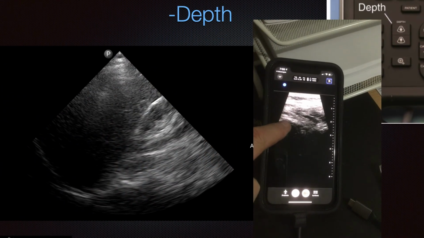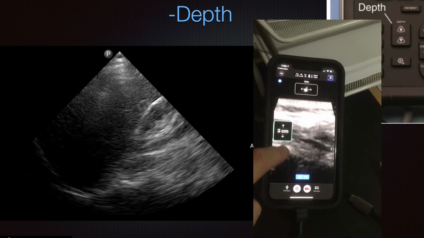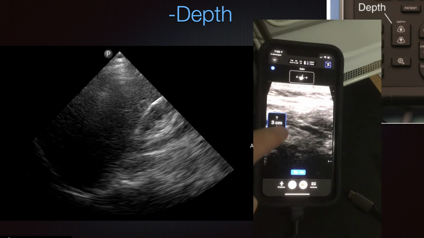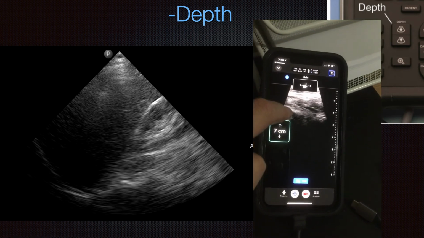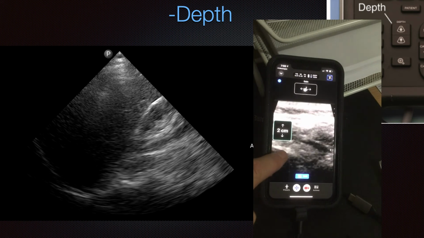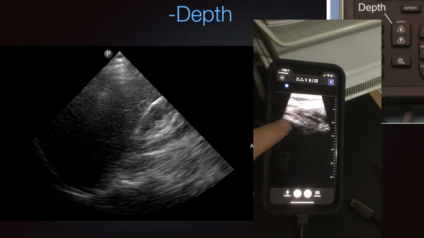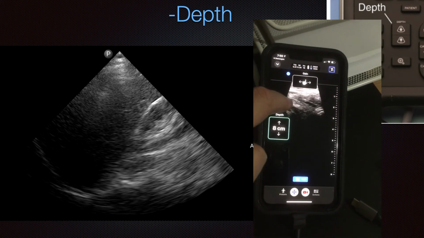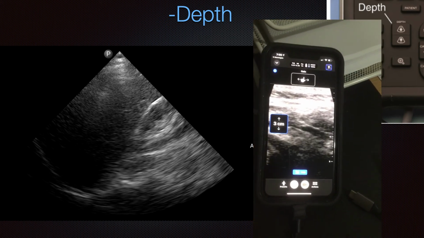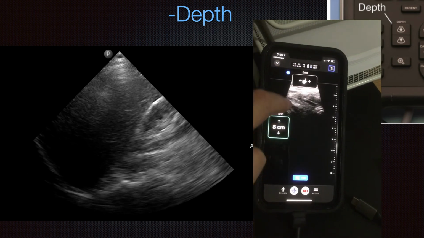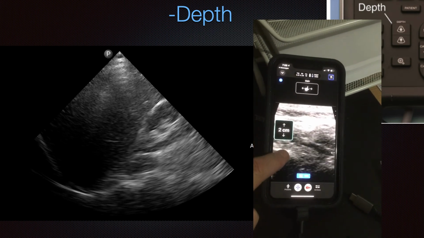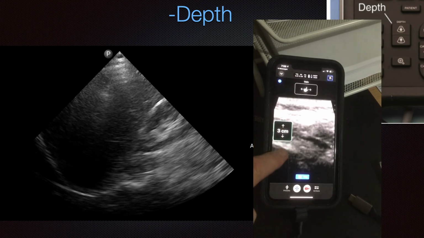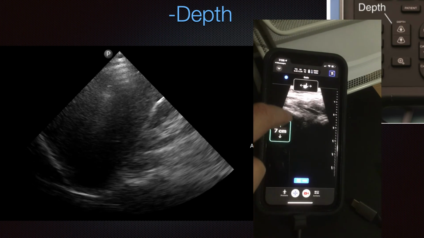Next, we're going to talk about depth, and you really want to optimize the depth here so that whatever you're looking at encompasses basically the top 80% of the screen. You have a little bit of space at the bottom here, and you can see we're adjusting the depth with our finger on the Butterflies just up and down. So here now we're looking at that vessel and optimizing it. Here the depth is way too deep, and there it's optimized. So here on the Sonosite machines, again, there's a depth. Here you're getting way too deep, you're wasting a lot of space, and there it's optimized.